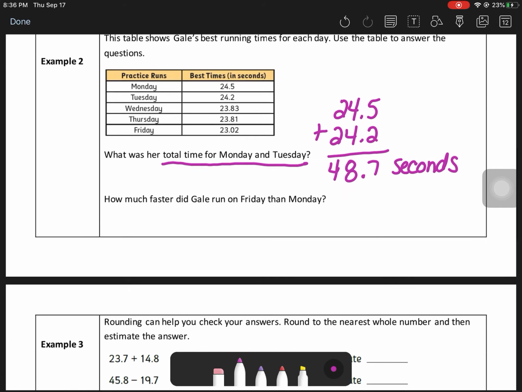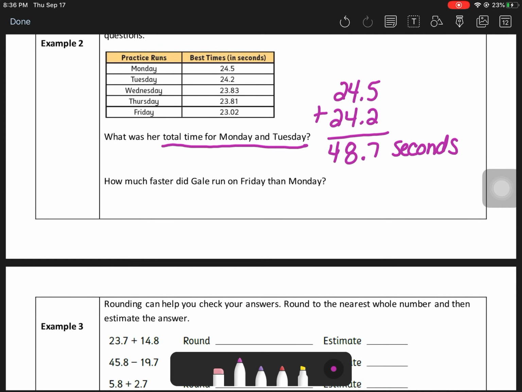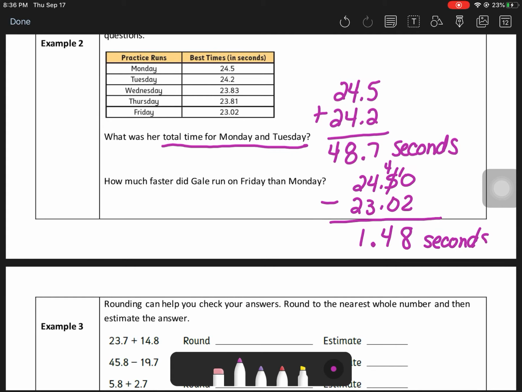In the next question it says, how much faster did Gail run on Friday than on Monday? Well, it looks like we want to take our bigger number on Monday, 24.5, and we want to subtract our smaller number from Friday, 23.02. We want to put that 0 in as our placeholder so we can subtract. We need to borrow from the 5, make it a 4, and bring our 1 over to make that a 10. 10 minus 2 is 8. 4 minus 0 is 4. Bring our decimal straight down. 4 minus 3 is 1. So 1.48 seconds faster on Friday.